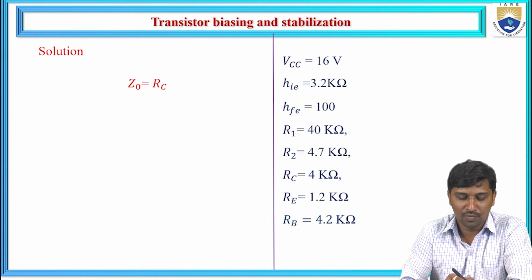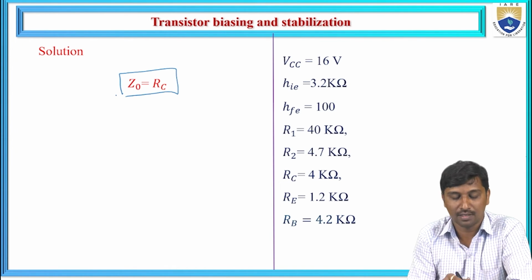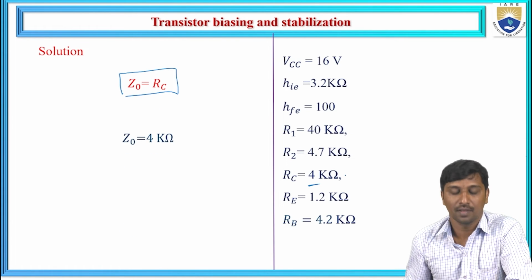Now we need to find out the output impedance for the CE amplifier. We know that Zo is equal to the RC value. So directly the RC value is 4 kilo ohms.